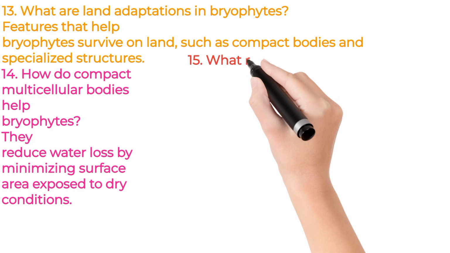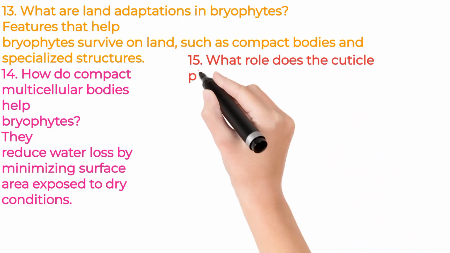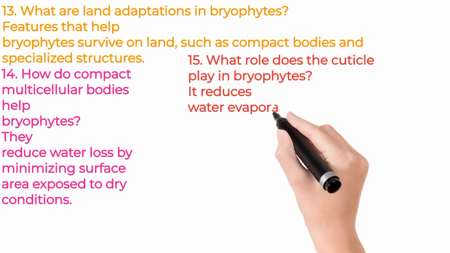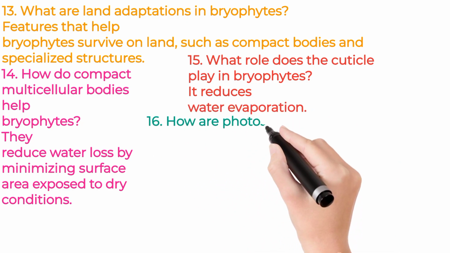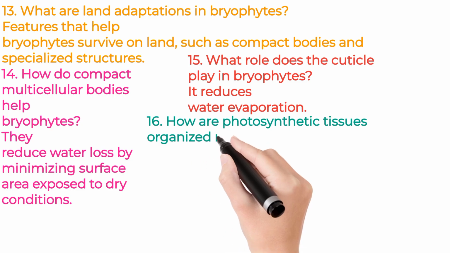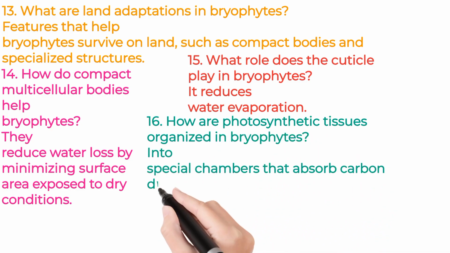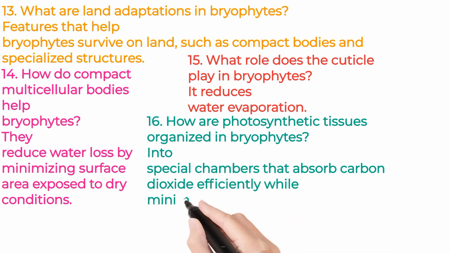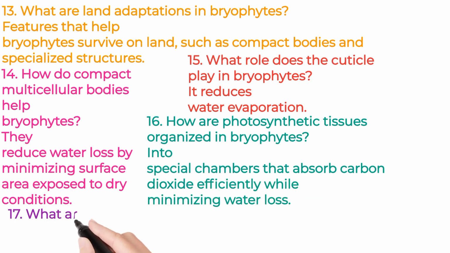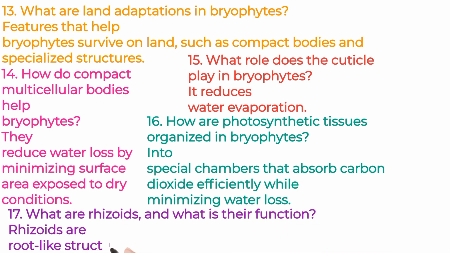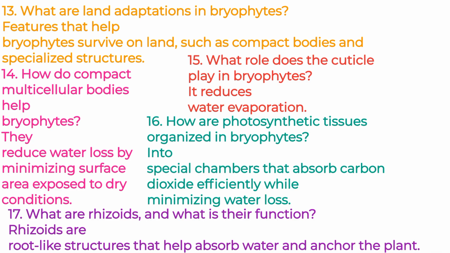15. What role does the cuticle play in bryophytes? It reduces water evaporation. 16. How are photosynthetic tissues organized in bryophytes? Into special chambers that absorb carbon dioxide efficiently while minimizing water loss. 17. What are rhizoids, and what is their function? Rhizoids are root-like structures that help absorb water and anchor the plant.